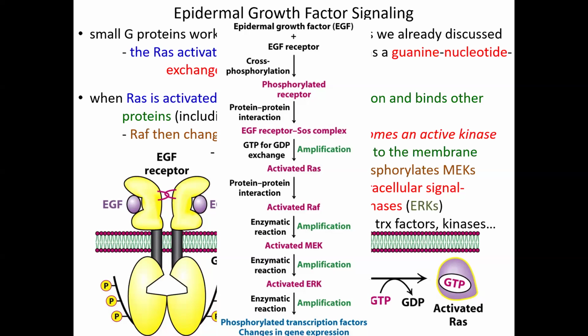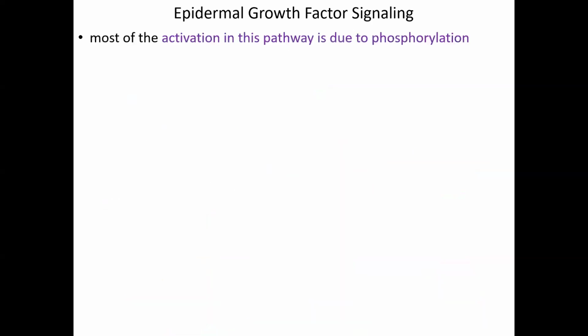RAS is now activated. Once RAS is activated, it's going to interact with and turn on RAF, a kinase. Once RAF is activated, it's going to phosphorylate MEK. MEK is going to phosphorylate an ERK, and then the ERK is going to see to the cellular response. The ERK is going to phosphorylate transcription factors and other kinases, and the cellular response will change as a result of EGF binding.